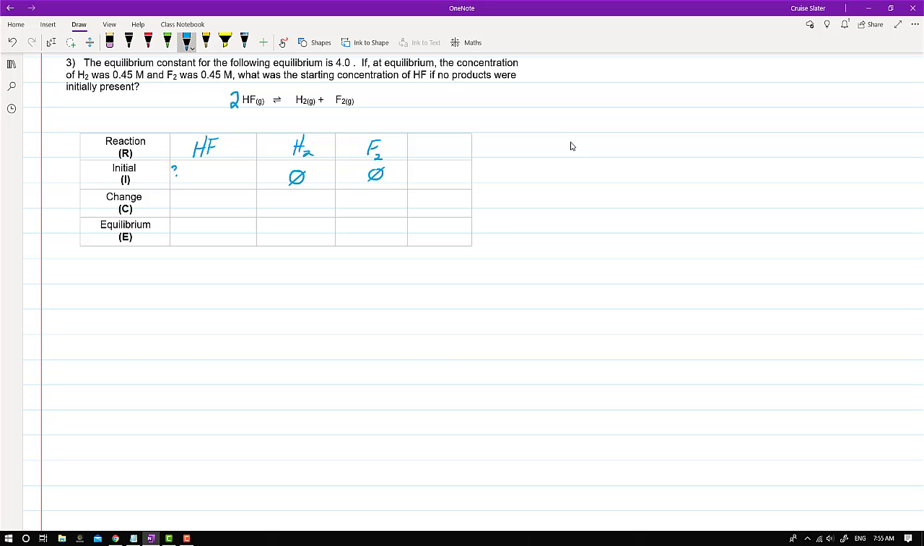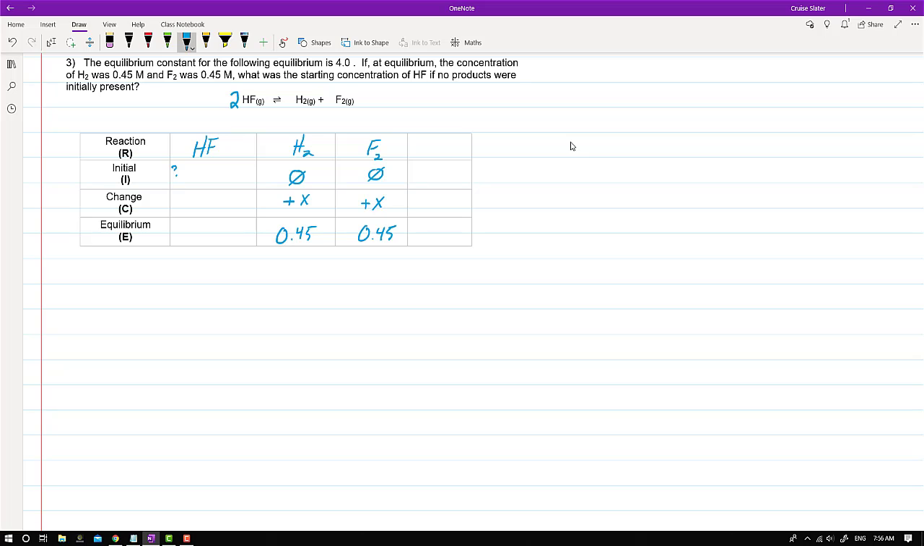And then we want to figure out what else do we have in this question. Well, we know the concentration of H2 and F2 at equilibrium to be 0.45 and 0.45. Okay, so that means we're going from 0 to 0.45, so that has to be a positive increase.